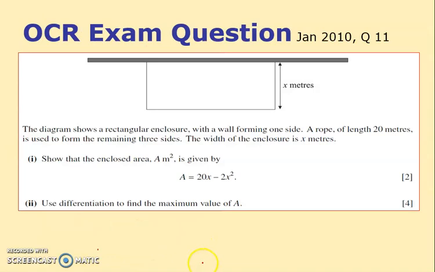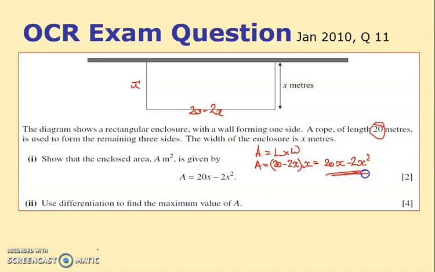Here's an old exam question from the OCR exam. Very similar to that one we did with the rabbits. We've got x going down here, that's obviously x. How long is it in total? This time it's 20 in total, so by definition this is 20 minus 2x. Having seen the earlier example means I've got a head start already. Show that the area is this: area equals length times width, so 20 minus 2x times x, which is of course 20x minus 2x squared.